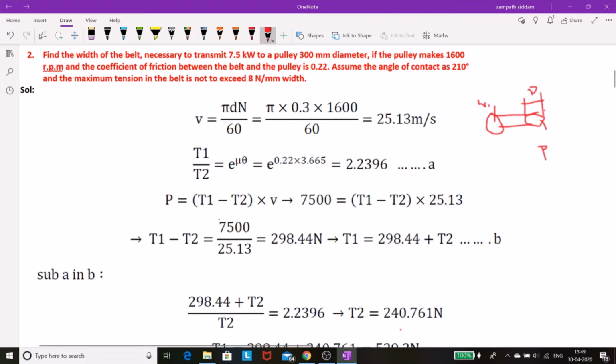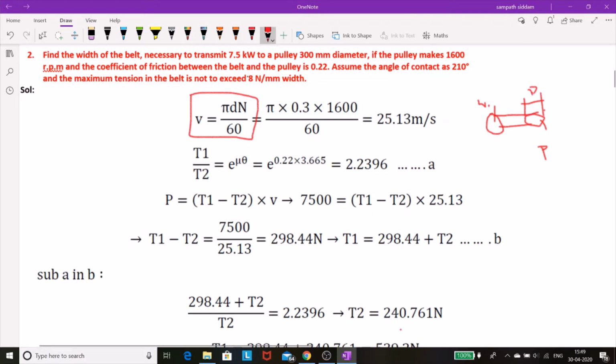From the relation of the power which is given over here, we have the formula P is equal to (T1 minus T2) into V. This is a common relation for calculation of power. The power is given, and only one tension, the maximum tension, is given to you. Is the velocity given? No. If the velocity is not given but the speed is given and the diameter is known, then V is equal to pi d n by 60. Please also remember this formula.